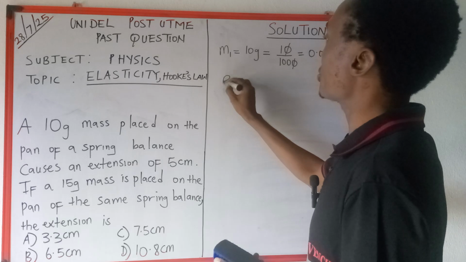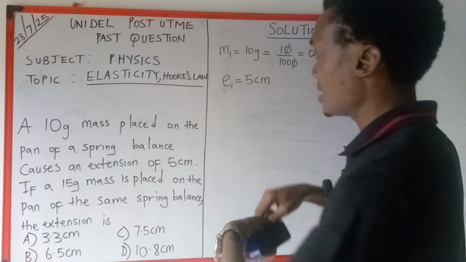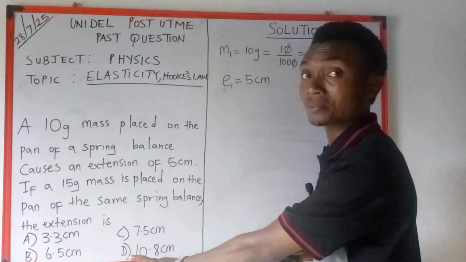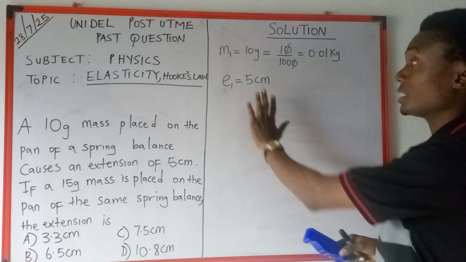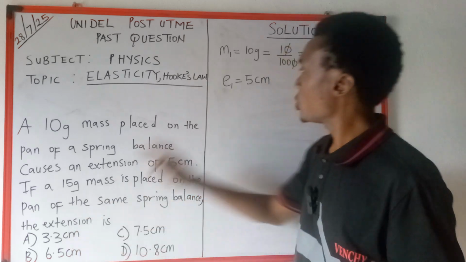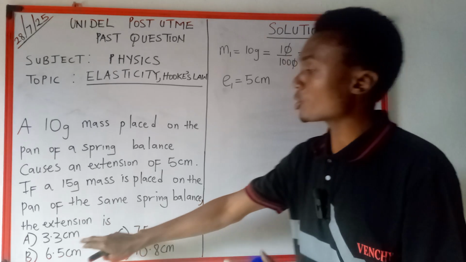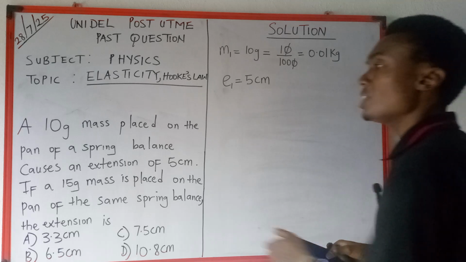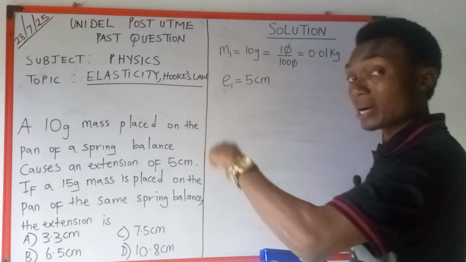So the first extension there is 5 cm. I'm not going to convert. Do you know why? The options are in cm, so you don't need to convert again. Take note, very important: if the option is in cm, there's no need to convert. But if the option is in meter, you can convert to meter. Right now the option is in cm, so I'm going to leave this in cm.